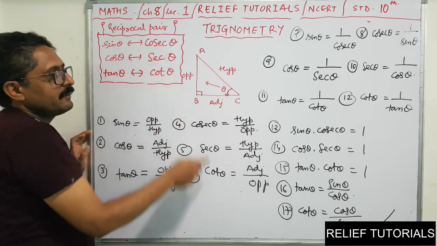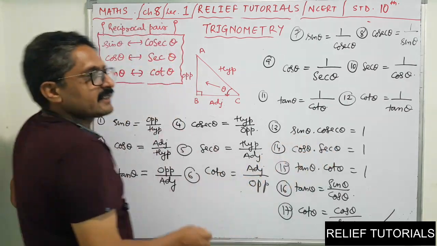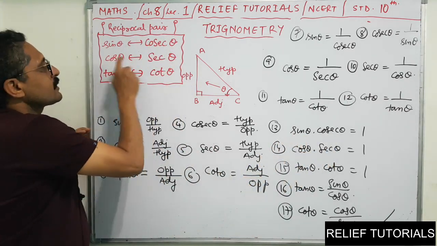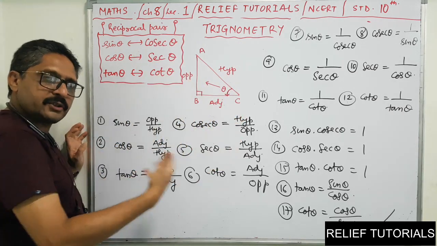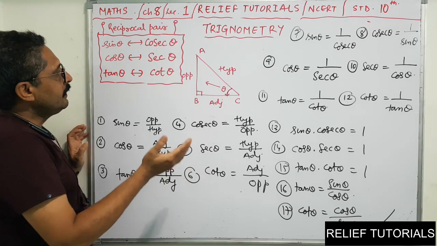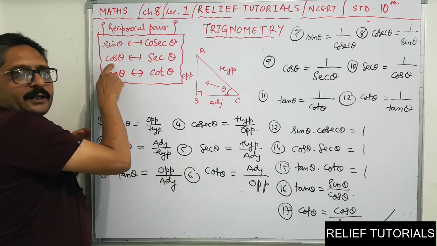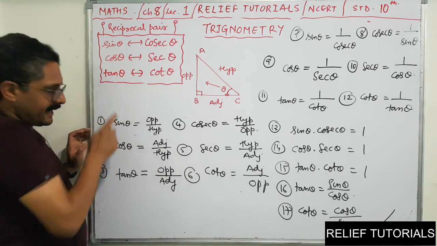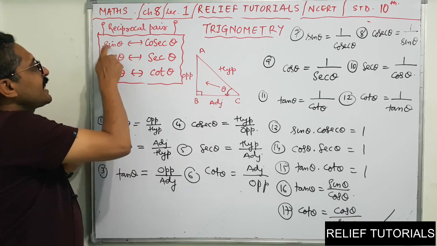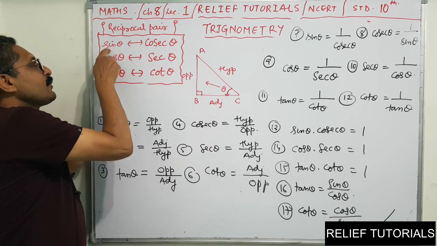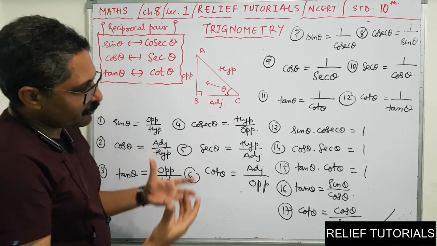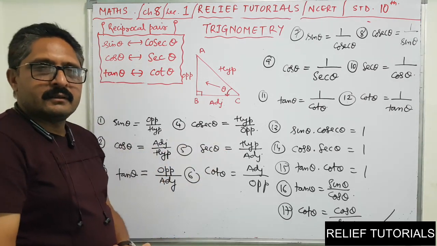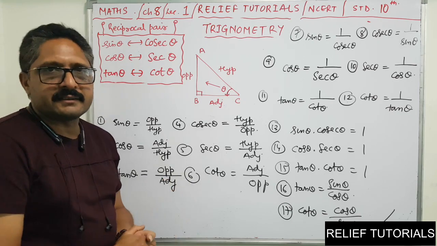Sin into cosec will be 1. Cos into sec 1. Tan into cot 1. Remaining 3 ratios. Now, sin upon cos. I told you ratio of sin and cos is tan. So sin upon cos, tan. Cos upon sin, cot. Have you got it? So in this way you have to memorize all these formulas. See, try to understand, don't learn it by heart.